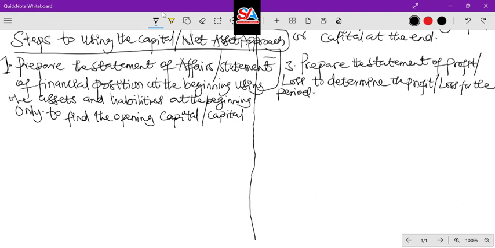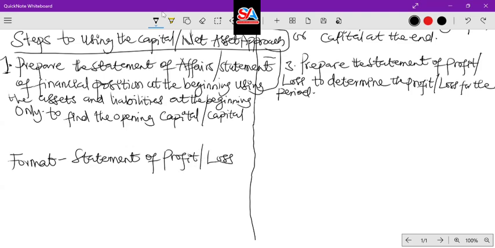But usually, it is the second approach that usually comes to the exams, right? Usually. But we don't know what is likely to happen this year, right? So let's look at the format. We have the statement of affairs, statement of profit or loss. Look at the format.